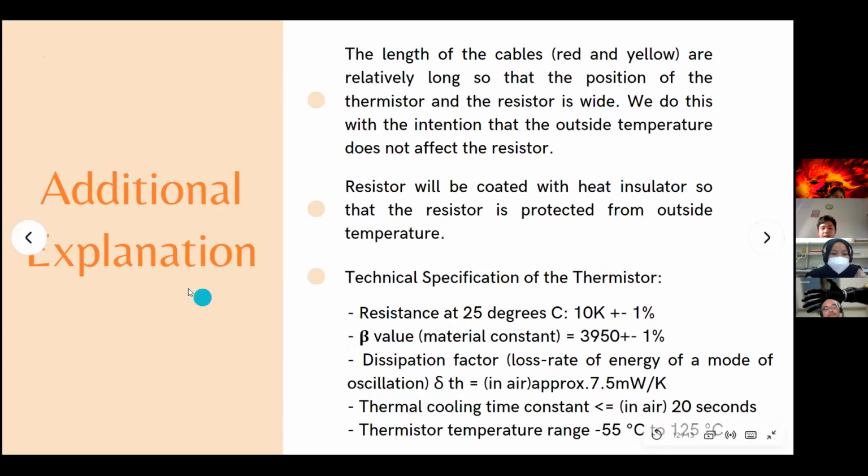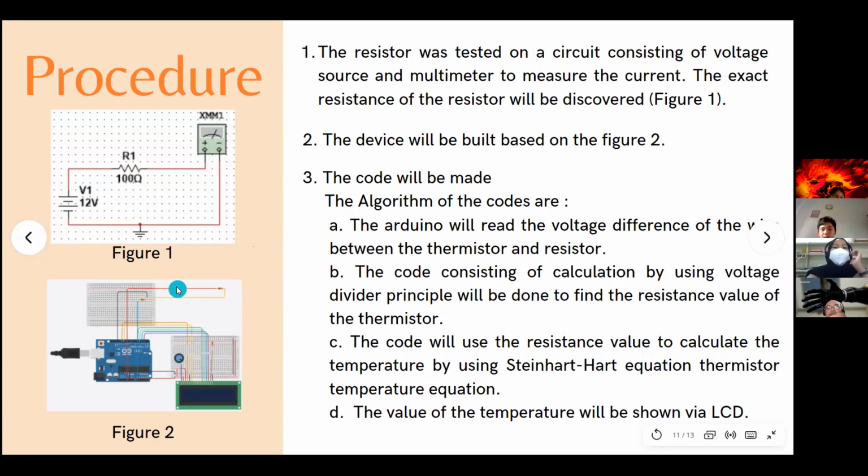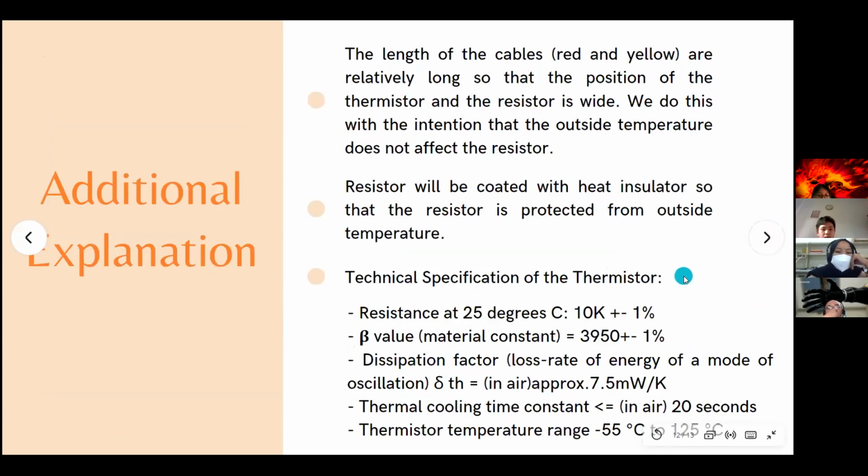And this is the additional explanation for our project. For the first one, the length of the cables, the red and the yellow one, as you can see here, is relatively long so that the positions of the thermistor and the resistor are far apart. We do this with the intention that the outside temperature does not affect the resistor. The second one, the resistor will be coated with a heat insulator so that the resistor is protected from outside temperature. And the last one, the technical specification of the thermistor that we're going to use.